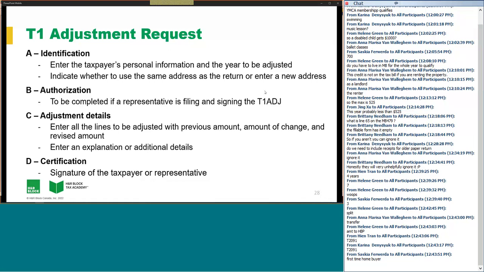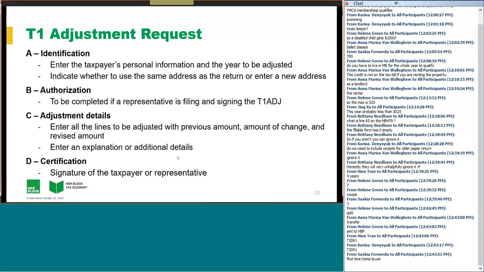If you're doing a paper return, and there are still reasons why we would do paper adjustments, you're going to do a T1 adjustment on paper with 4 sections. There's an identification section, an authorization section, adjustment details, and then certification.